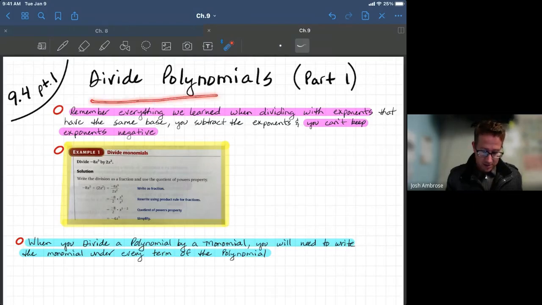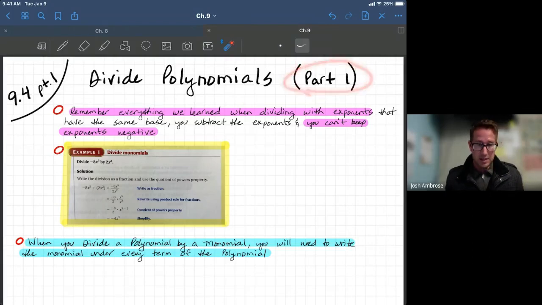The whole section is all about dividing polynomials, but it starts out a lot closer to what you've already done in the past in Chapter 8, when you were simplifying and dividing using exponents and variables and having to subtract the exponents, okay? So we're starting with a concept very close to that. Remember everything that we learned when you were doing division with exponents, and don't forget that you can't keep negative exponents. You have to move those exponents, make them positive, and then you can deal with them by simplifying. Okay, so don't forget that. Again, this is only part 1. The next one we will be covering is part 2, and you have to pay extremely close attention.